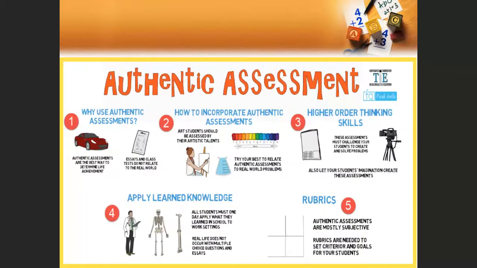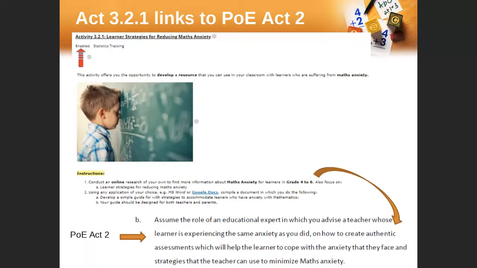The following authentic assessment infograph was a really good one to just summarize authentic assessments. So this is also available on the PDF that I've uploaded for you on Learning Unit 3 on BC Learn. If we look at activity 3.2.1, we can see that it links to our POE activity 2, the second part of POE activity 2. So this is why Learning Unit 3 is very important for our POE as well.